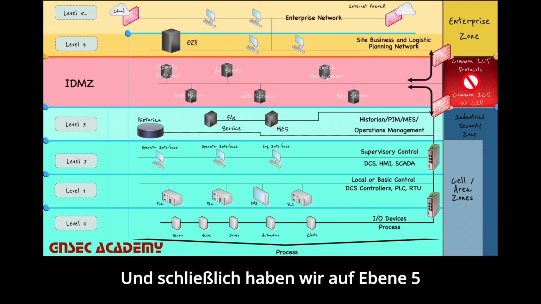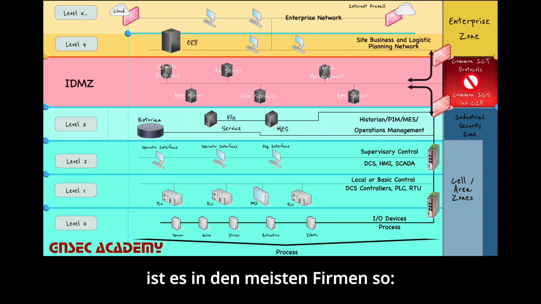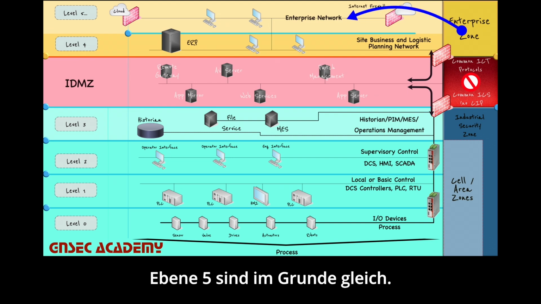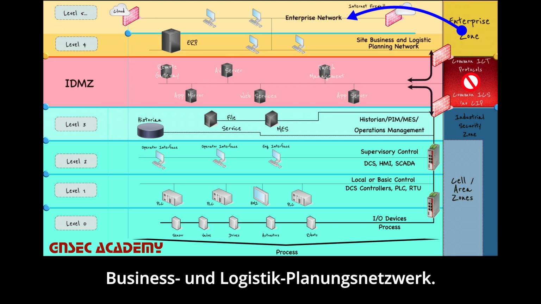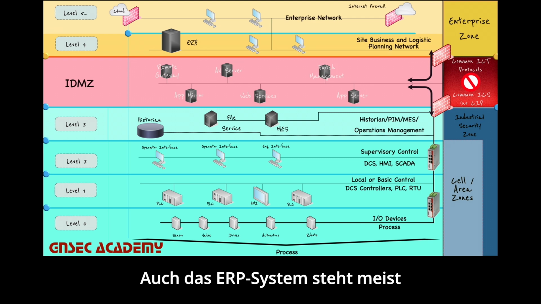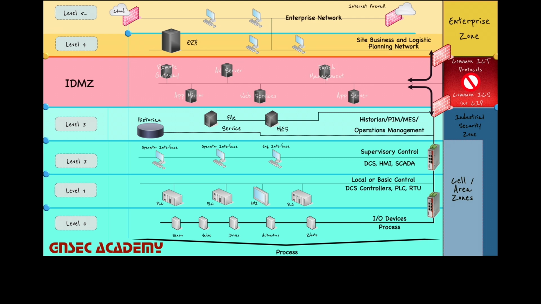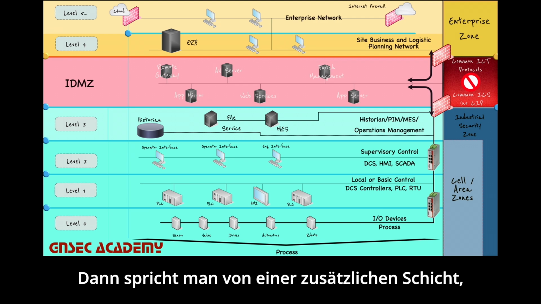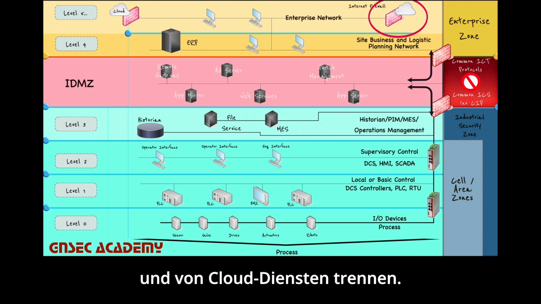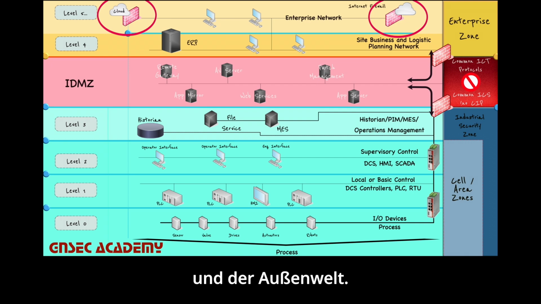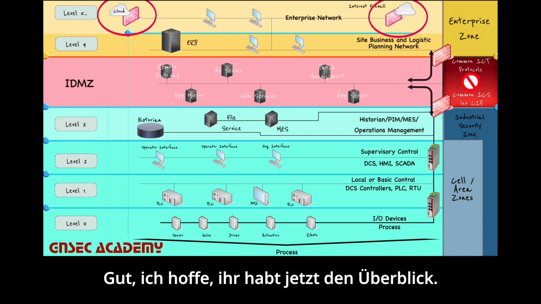And finally, at level 5, we have the enterprise network. Beside all separation, in a normal company, level 4 and level 5 are the same, so there is no separation between the enterprise network and the so-called site business and logistic planning network. Also, the ERP system mostly stands in the enterprise network. The only separation is if we talk about cloud and internet, then we have another layer. We have firewalls inside the enterprise network, which separate the enterprise network from the internet and from cloud services. Well, hopefully they have it.